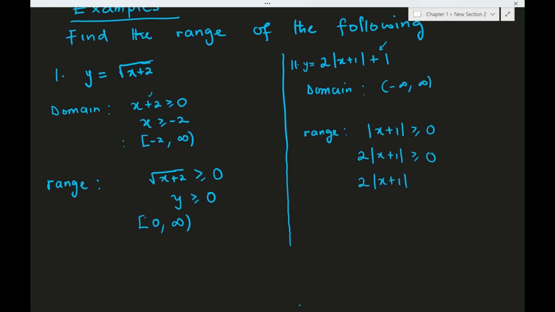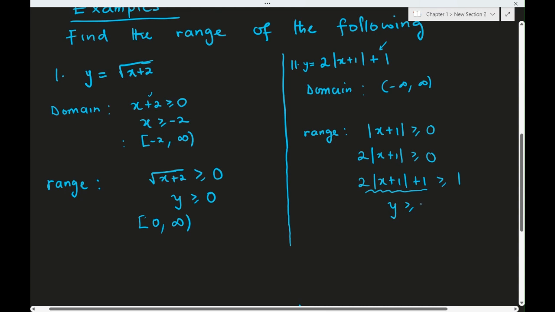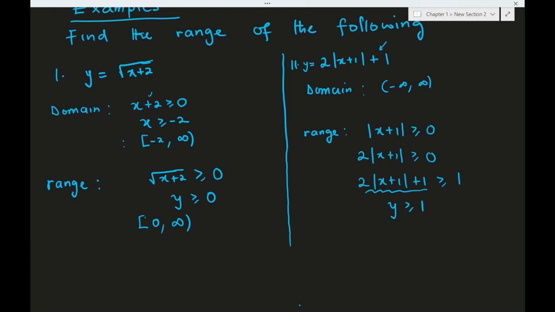So this will be 2 plus 1 plus 1 is greater or equal to 1. And what does that mean? It means that this is our y. So our y is greater or equal to 1. So it means the range will be from 1 closed to infinity.